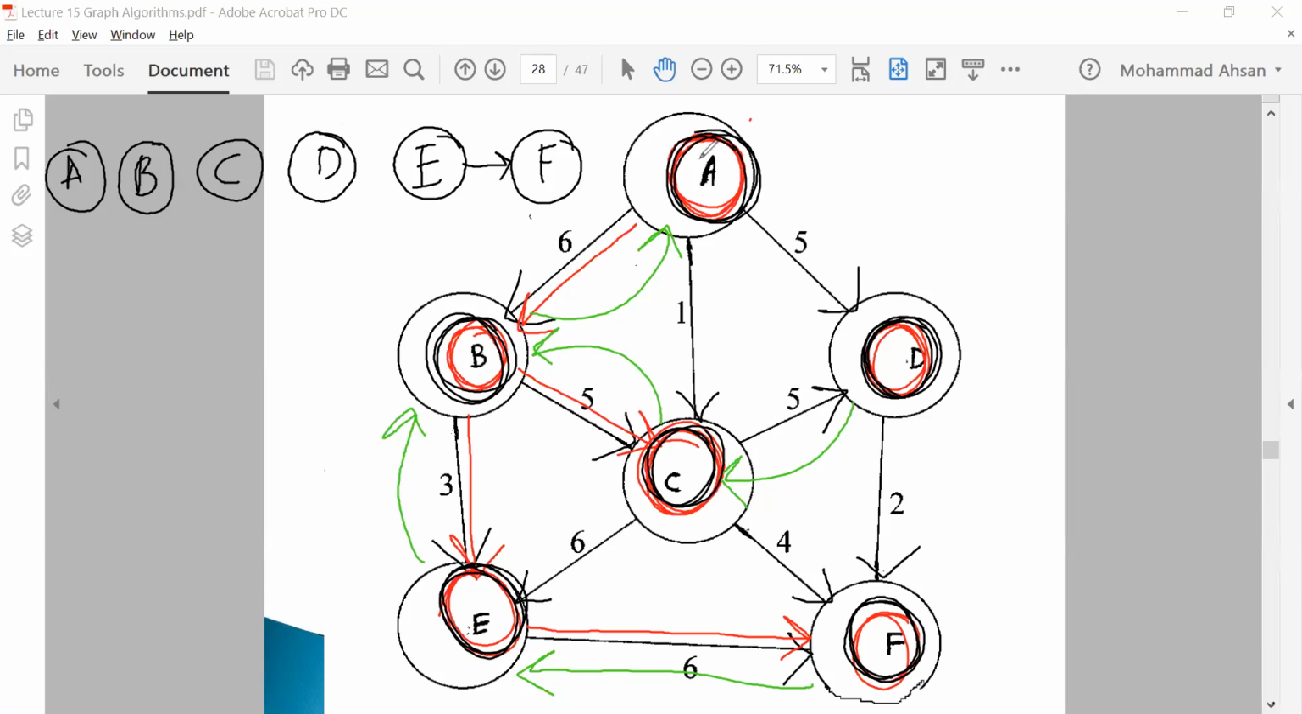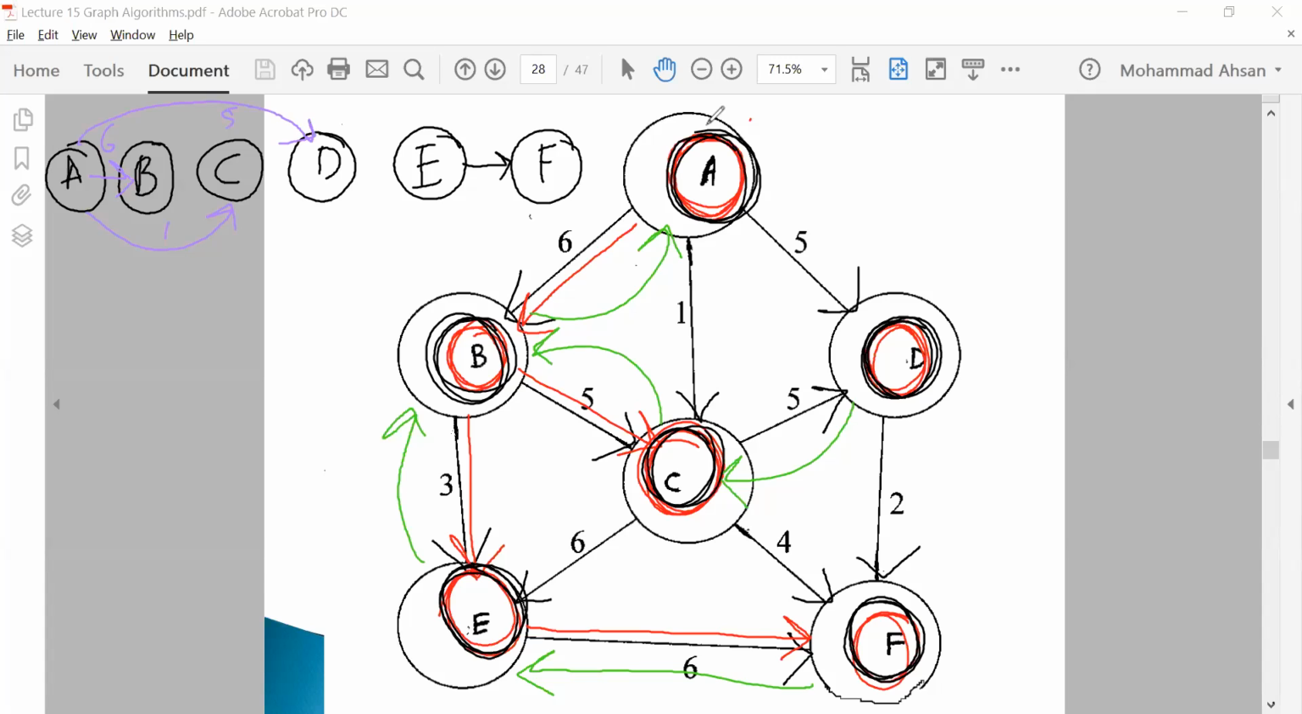So now you have the linked list in front of you. What you are supposed to do is add the edges of the existing graph to this linked list. So there is an edge from A to B with a weight of 6. There's an edge from A to C with a weight of 1. There's an edge from A to D with a weight of 5. Okay, so these are 3 edges.